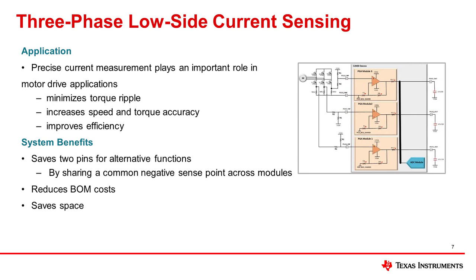Precise current measurement plays an important role in motor drive applications as it can reduce the torque ripple, increase the accuracy of speed and torque, and improve the efficiency. This slide shows the 3-phase current measurement of a motor using 3 PGA modules.